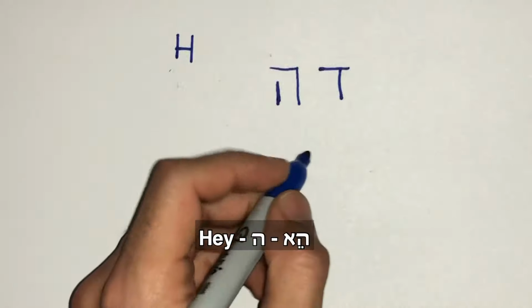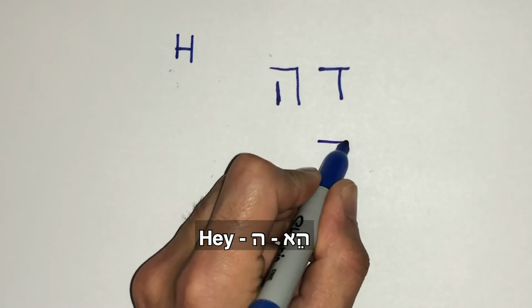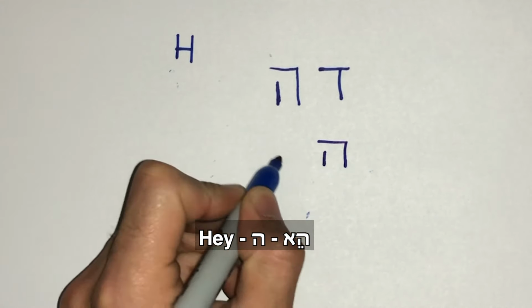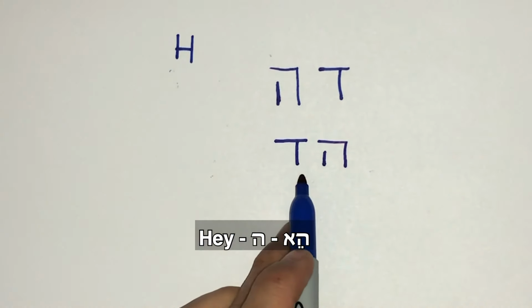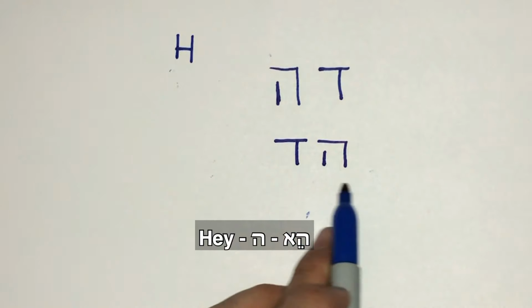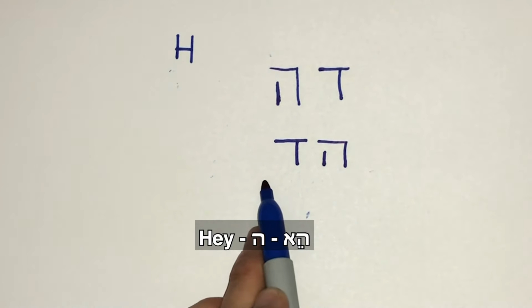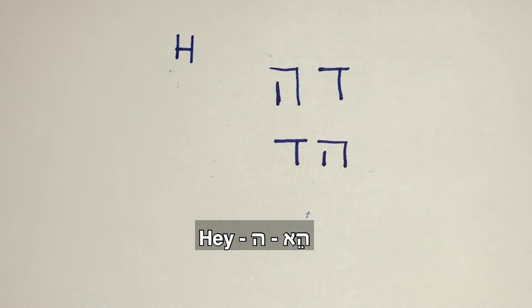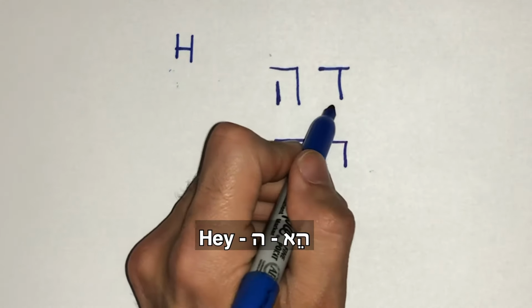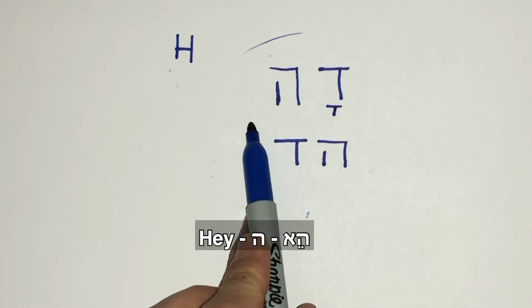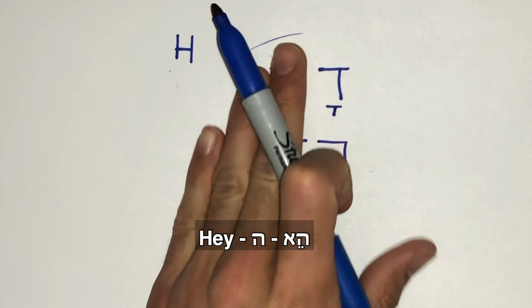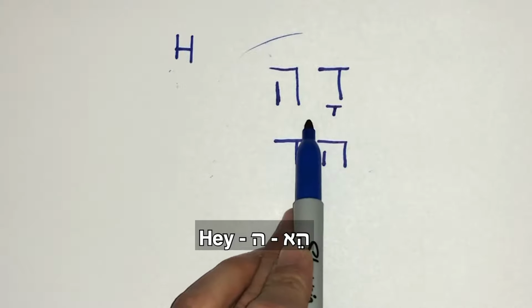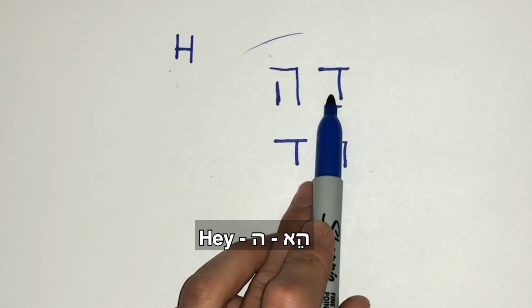However, if we put the letter Hey in the beginning of a word and the Daled after that, we read both of the letters, Hey and Daled. So, in this case, for example, this is going to be read as Da. The Hey is silent. We read the Daled according to the vowel that is attached to it.